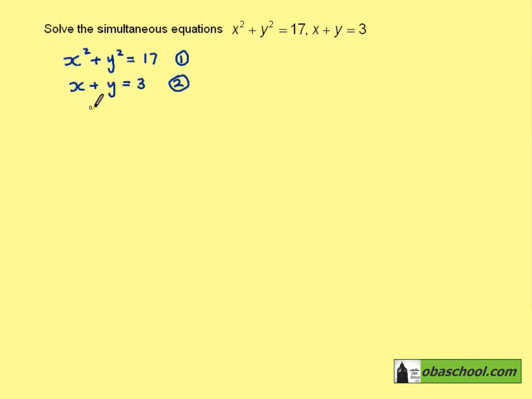The method we use is always the same. Start with the linear equation. We rearrange it to make one of the letters the subject. In this case, subtracting x from both sides gives y is equal to 3 minus x. We then take this and substitute into the quadratic equation.